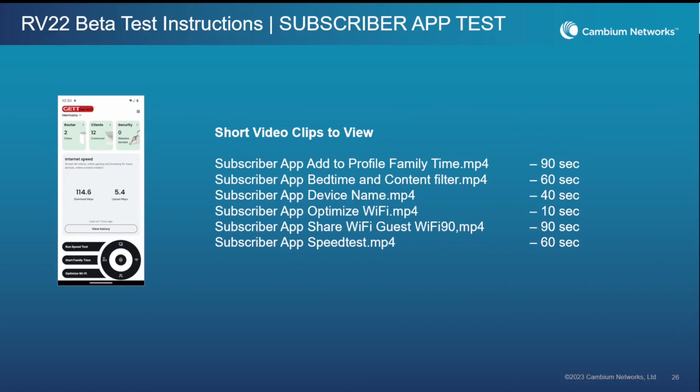Now, we have included also a series of short video clips. There are 6 of them, as short as we possibly can make them, between 10 seconds and 90 seconds. Most of them are about 1 minute, so they're short, and they just show you some of these key things in a real live subscriber app network. And so take a look at those links as well.